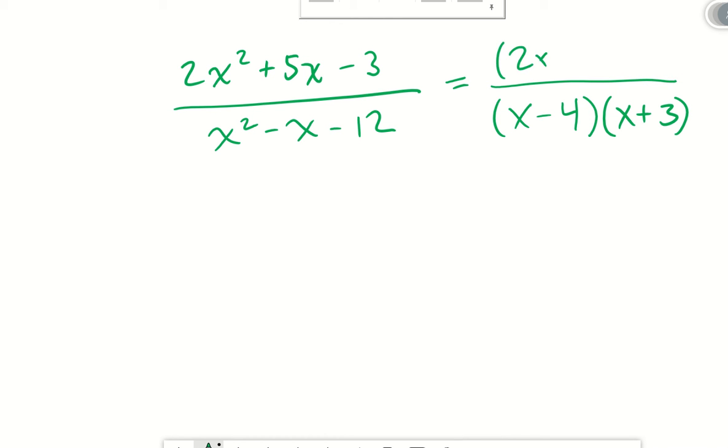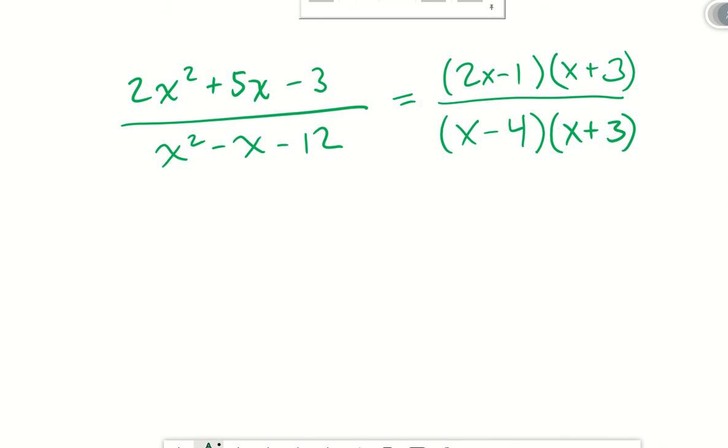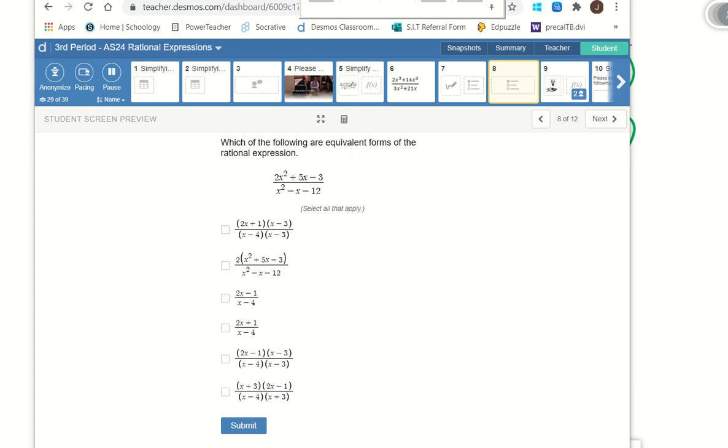And then on top, we've got 2x, x. It's got to be factors of, it's going to be either negative 3 or positive 3. That's 6 minus 1 is 5. All right, so we've got that. And we can simplify this, right? x plus 3 cancels out, and we're left with 2x minus 1 over x minus 4. So let's see, this is 2x minus 1 over x minus 4. And this one is what it looked like right before we canceled.